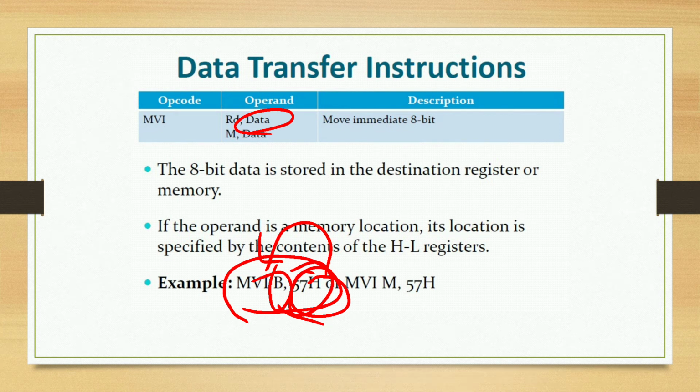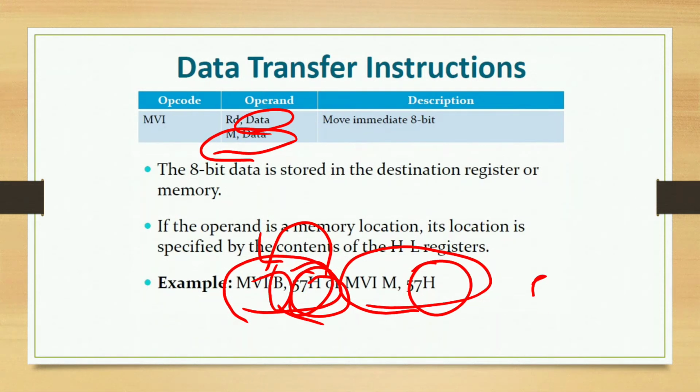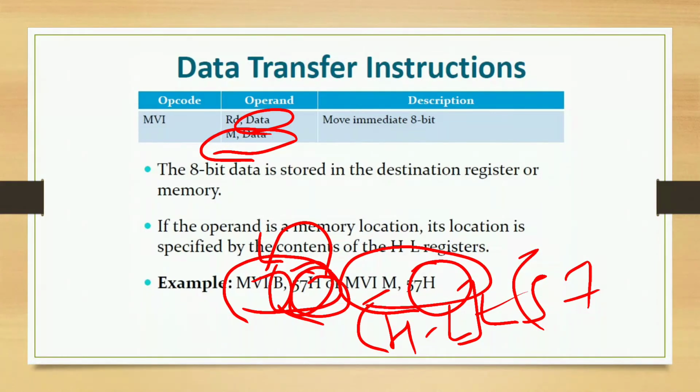Next, MVI M, data, means move immediate data to the memory location whose address is in the HL pair. Suppose MVI M, 57H. The immediate data 57 is moved to the memory location whose address is always in the HL pair.